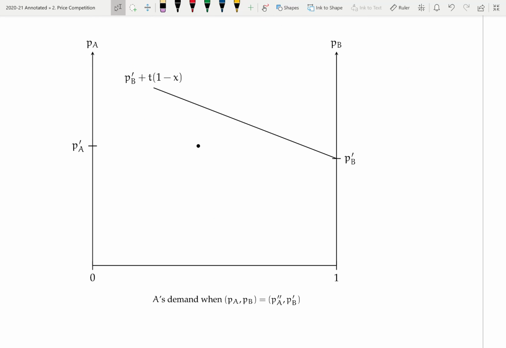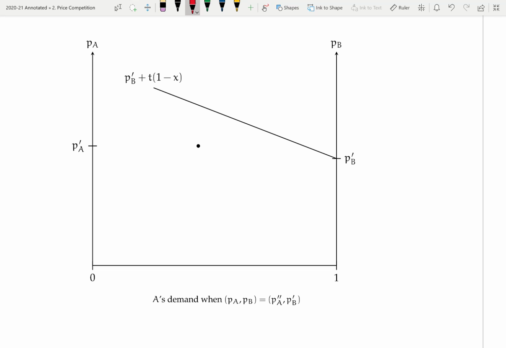Now in this diagram, we still have PB equal to PB dash, but now we're going to look for the price of firm A that gives it all the demand. So we're looking for the price that gives A a demand of 1. So when is A's demand going to be 1? It's going to be 1 when the delivered cost for A is less than the delivered cost for B for all of the consumers.